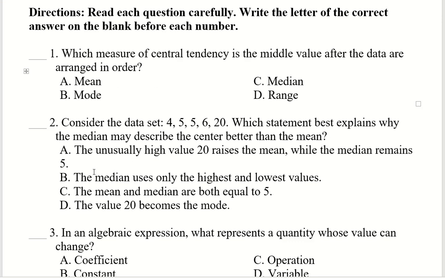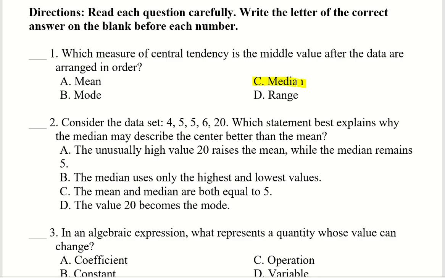Which measure of central tendency is the middle value after the data are arranged in order? Okay, so middle value, that will be median. From the word itself, middle, median. Number 2. Consider the data 4, 5, 5, 6, 20. Which statement best explains why the median may describe the center better than the mean?